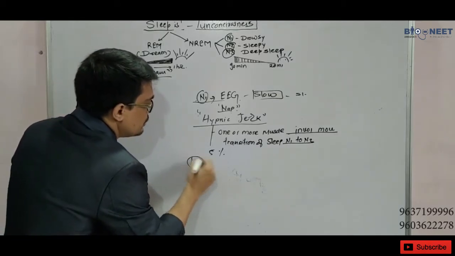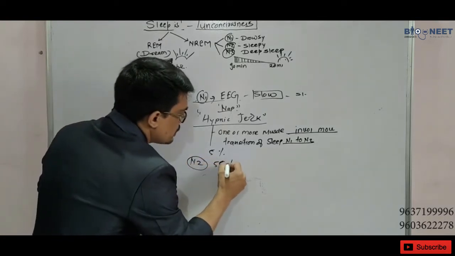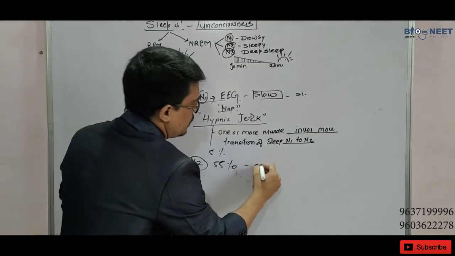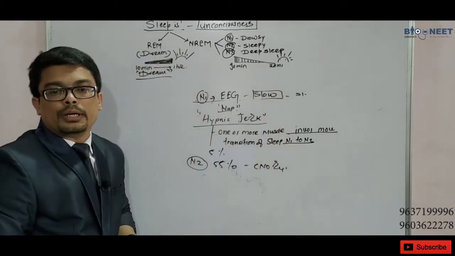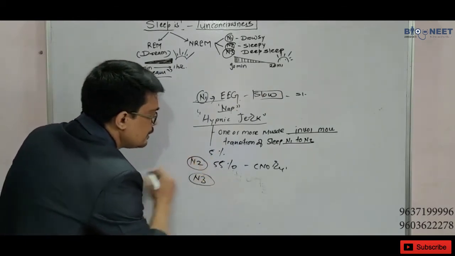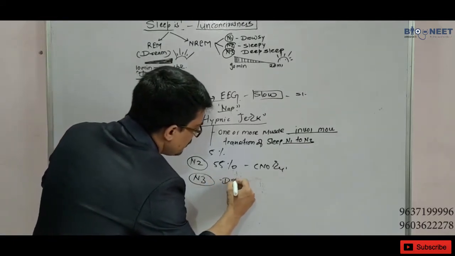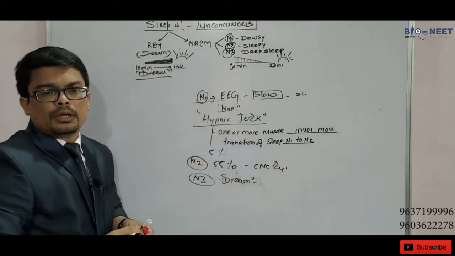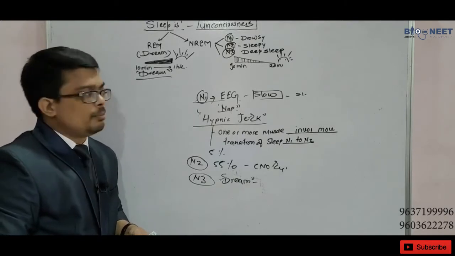Now N2 sleep. What happens in N2 sleep? 55% of the sleep is N2 sleep. Here there is no eye movement. We already know first there is slow eye movement, then there is no eye movement. That is N2 sleep. Important is N3 sleep. Here there is no dream. I know dreams are very rare in case of N3 sleep. I am not saying there is no dream, but they are very rare. They are more in case of REM sleep.